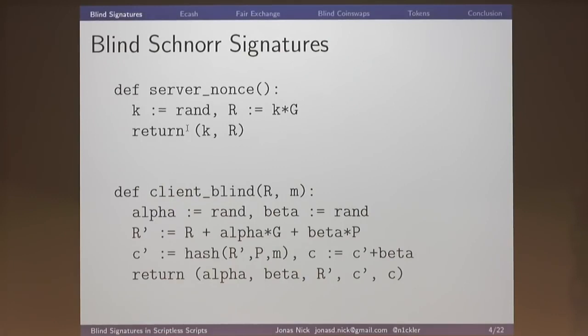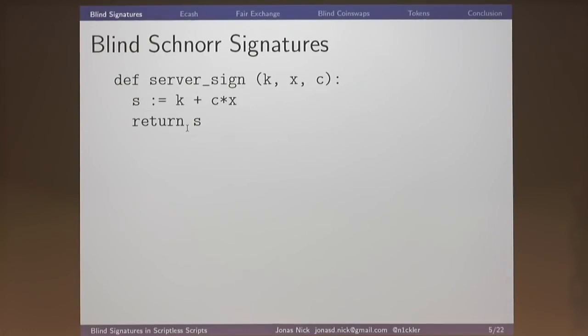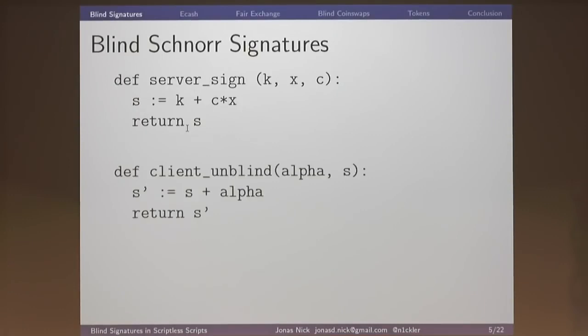Then it creates the challenge, which is just the hash of the new nonce this time, the public key P and the message, and then it blinds that challenge, which I call c here. So just some random number is added to this challenge to blind it. Signing from the point of view of the server is almost exactly the same as before, except that the server now doesn't have control over what it is signing. Previously, the message would get hashed, and now it just gets this challenge c, and it just signs it by computing s.